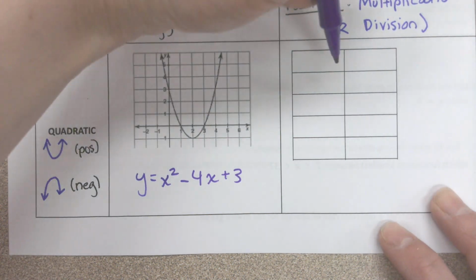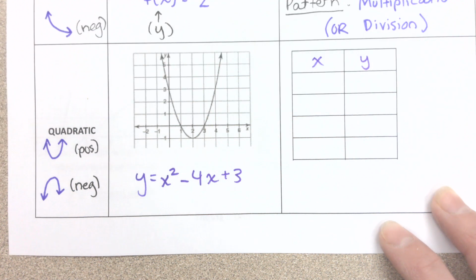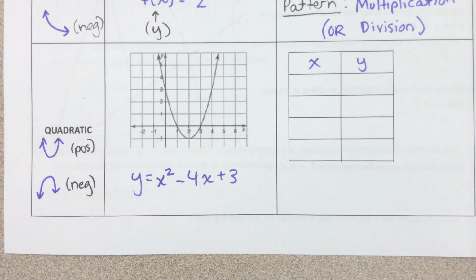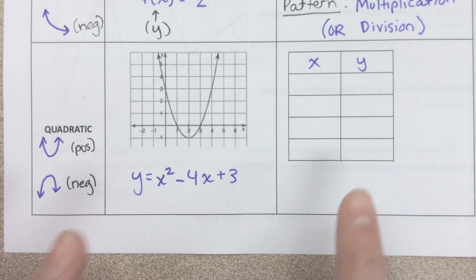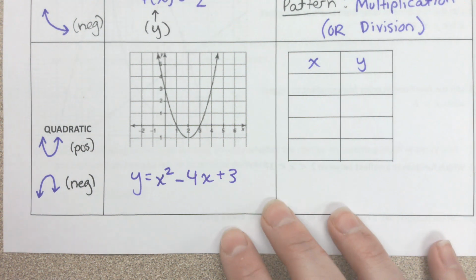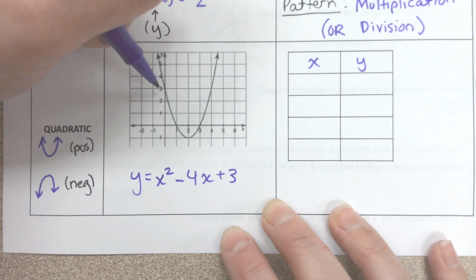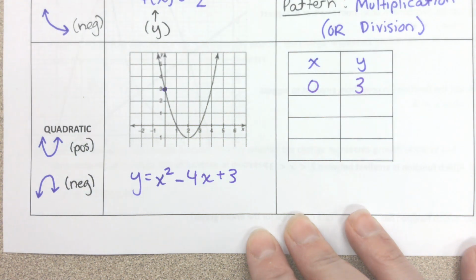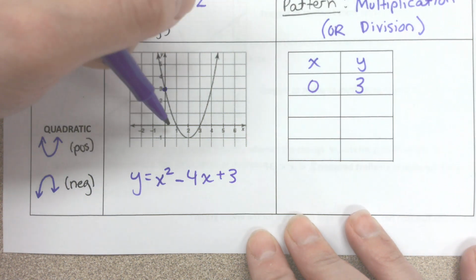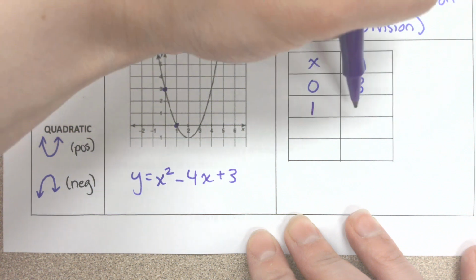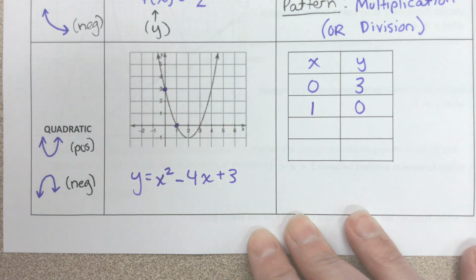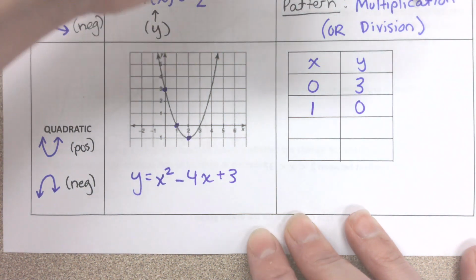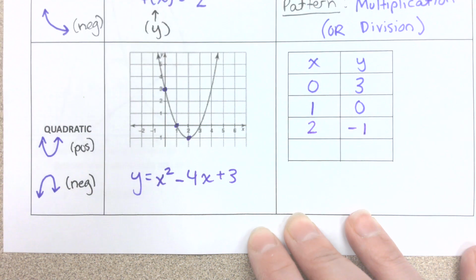Let's fill in the table. For you to really see this pattern, I have to give you 5 points, so I will be going 1 extra underneath, just letting you know that. My first point is going to be where it hits the y-axis at 0, 3. My next point is at 1, that's 1, 0. Third point, 2, negative 1.